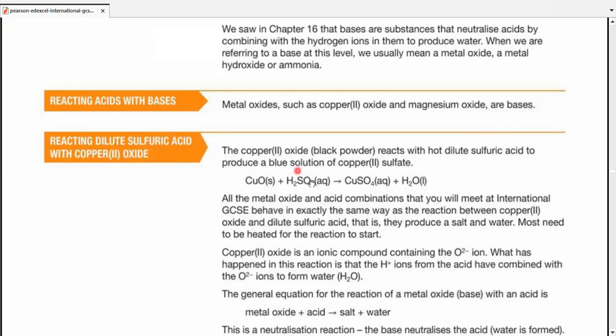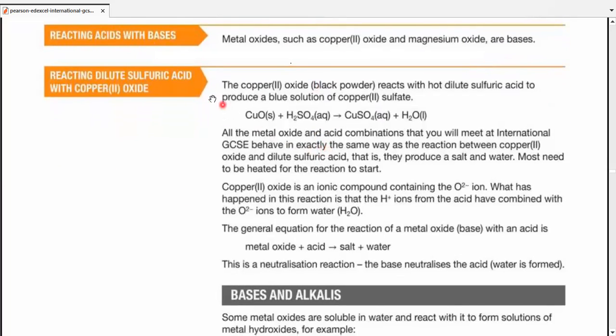Reacting copper oxide with dilute sulfuric acid, just like I gave the example at the start of this chapter. Copper oxide is going to react with sulfuric acid. Copper oxide is actually a black powder. It reacts with dilute sulfuric acid, and it produces a blue solution of copper sulfate, and it produces water.